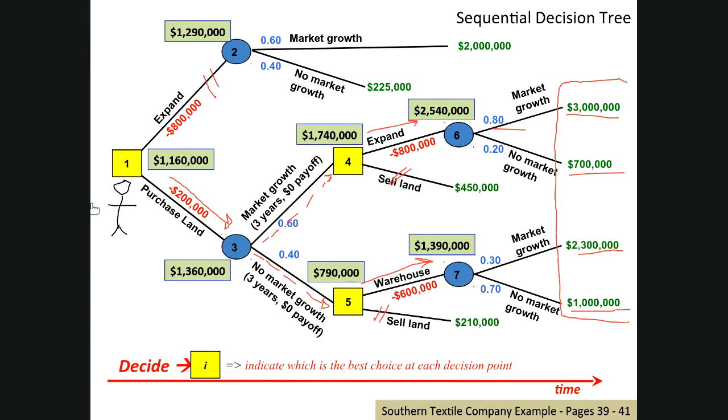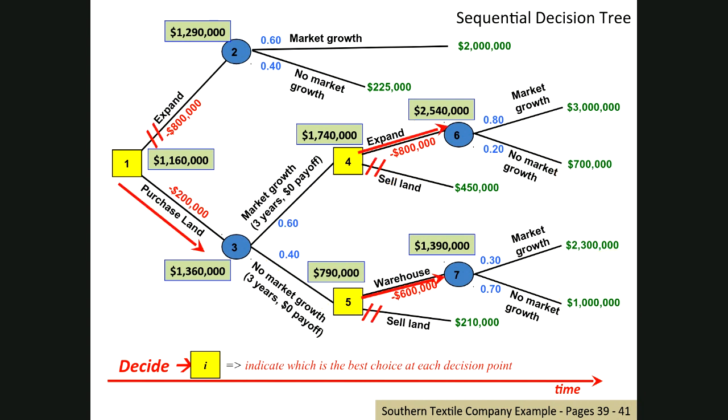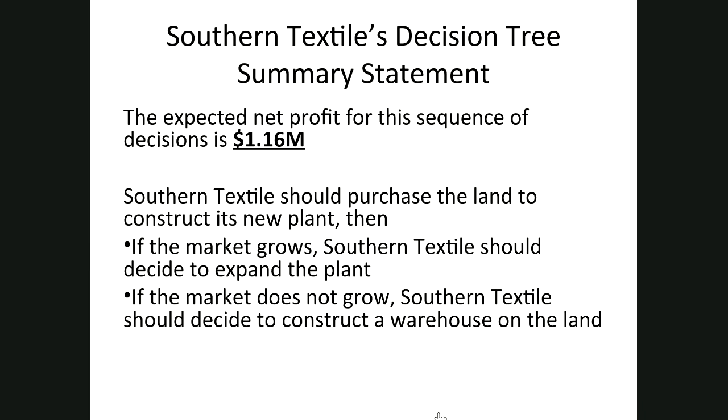There's only one step left, and that's to write a report and give the summary to your decision maker. Again, this is just a representation of the decision that we're making, just as I drew on the last chart. And here's the summary report that you should give. The expected net profit for this decision sequence is 1.16 million. Southern Textile should purchase the land for its new plant, and then if the market grows, it should expand the plant. Or if the market doesn't grow, Southern Textile should construct a warehouse on the land.